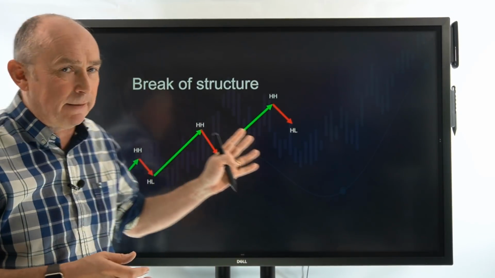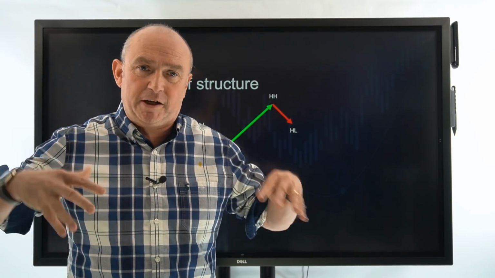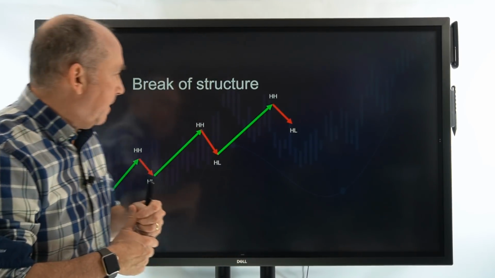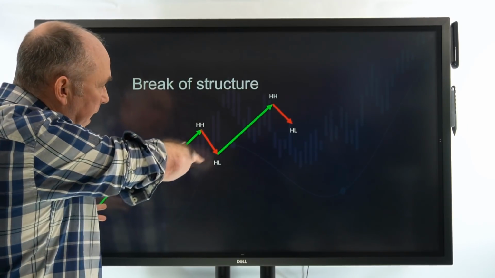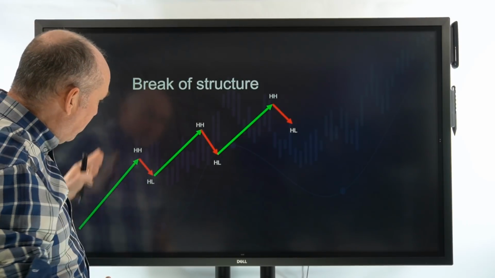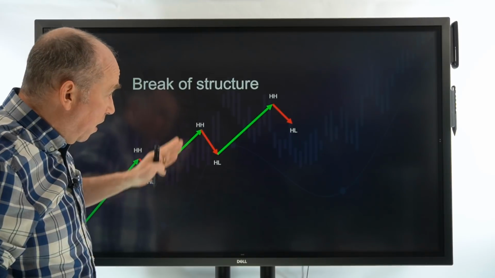So let's now talk a bit about the break of structure. When I get onto the charts in a moment, everything will become a lot clearer. I just wanted to outline this before we jump into the real charts. So here you'll see we are in an uptrend. We're making a series of higher highs, and a series of higher lows.